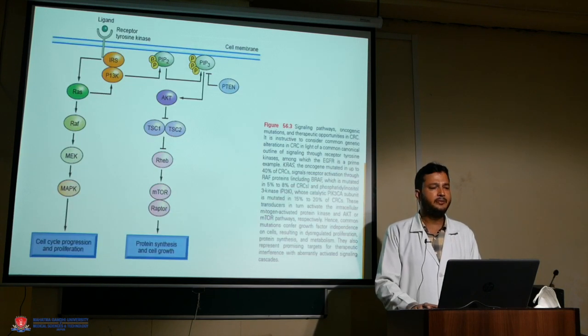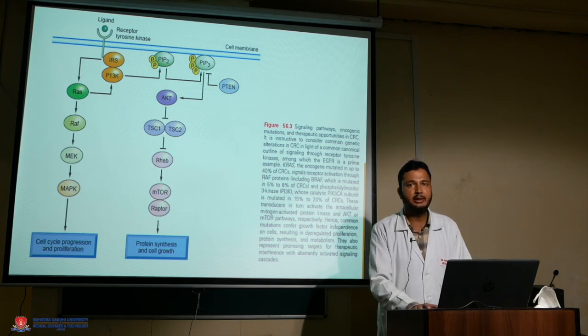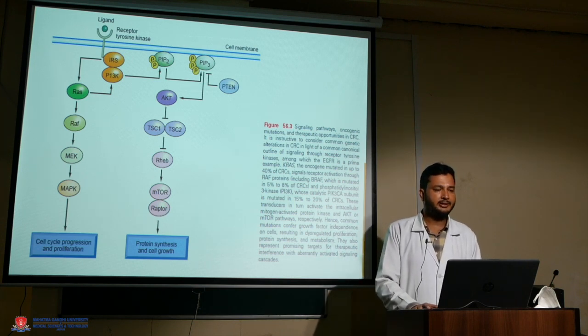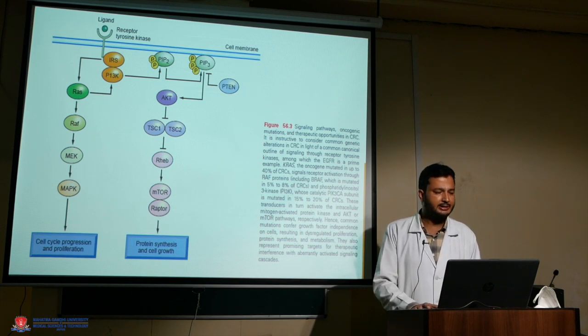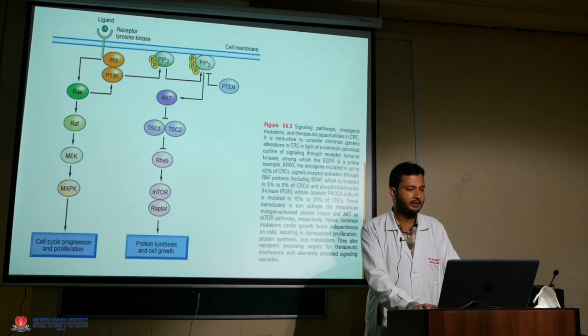And this is the pathway where the ligand binds with the transmembrane receptor tyrosine kinase, and it causes downstream signaling, and the signaling goes downwards through RAS, RAF, MEK, and MAPK, and this causes cell cycle progression and proliferation.